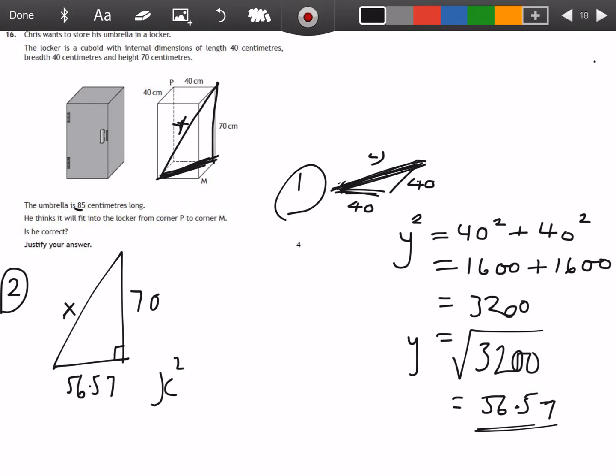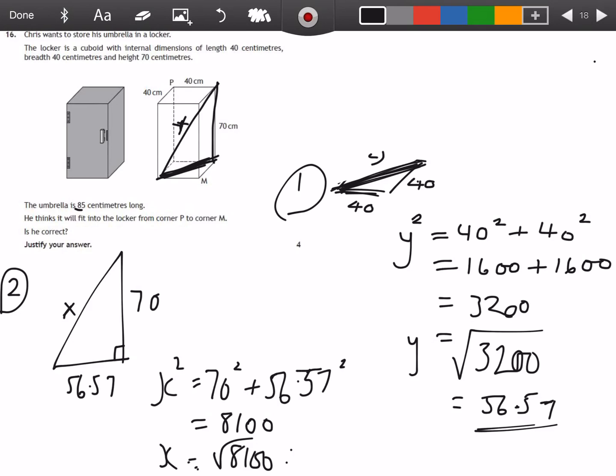Right, so how do we find x squared? Well, we do 70 squared, add on the 56.57 squared. I'm going to just do these quickly. When you square them both and add them up, you get 8,100. So remember, to get x, you take the square root. You might be able to guess the square root. You know the square root of 81. The square root of that is 90.